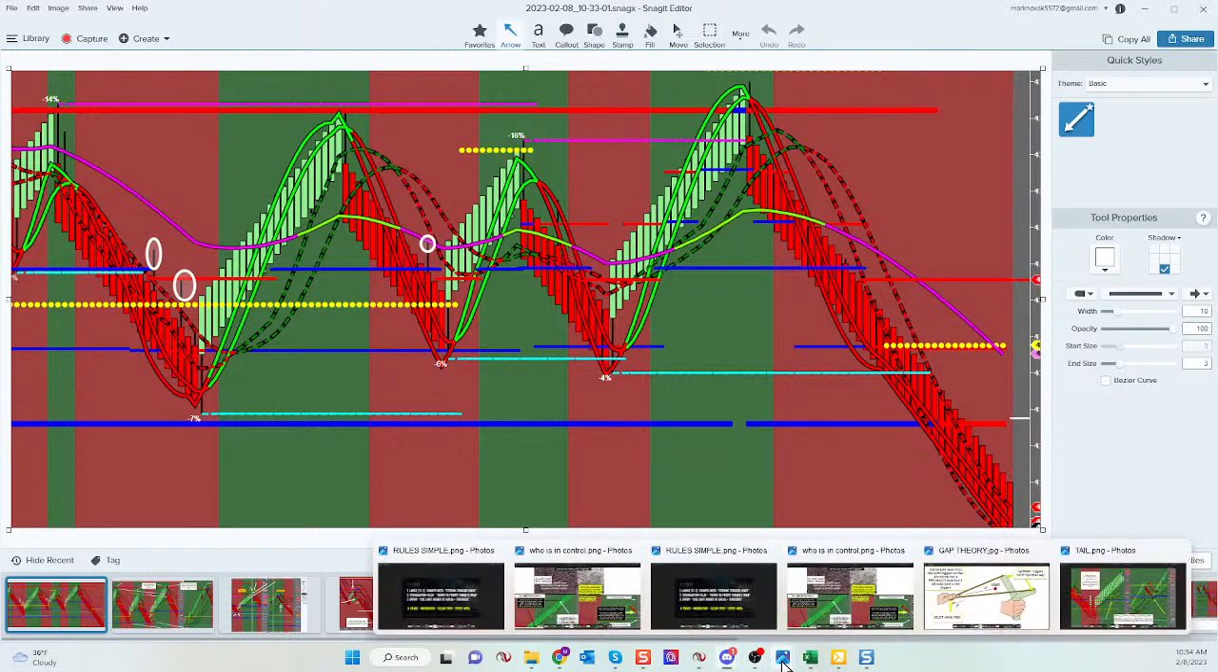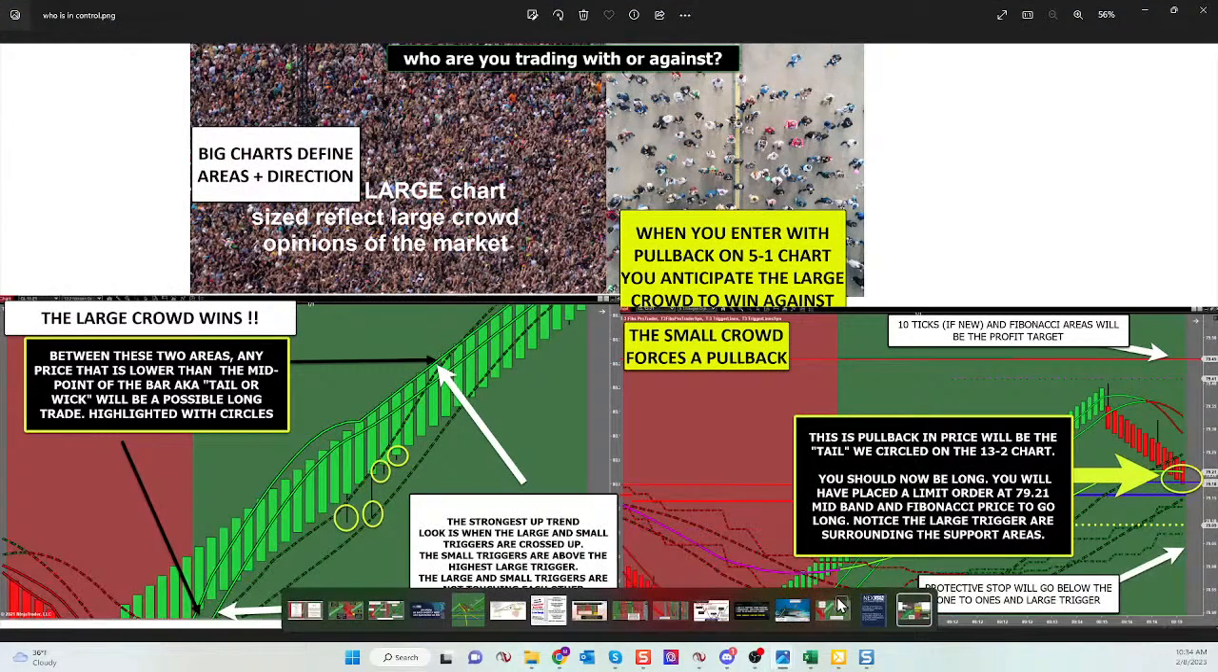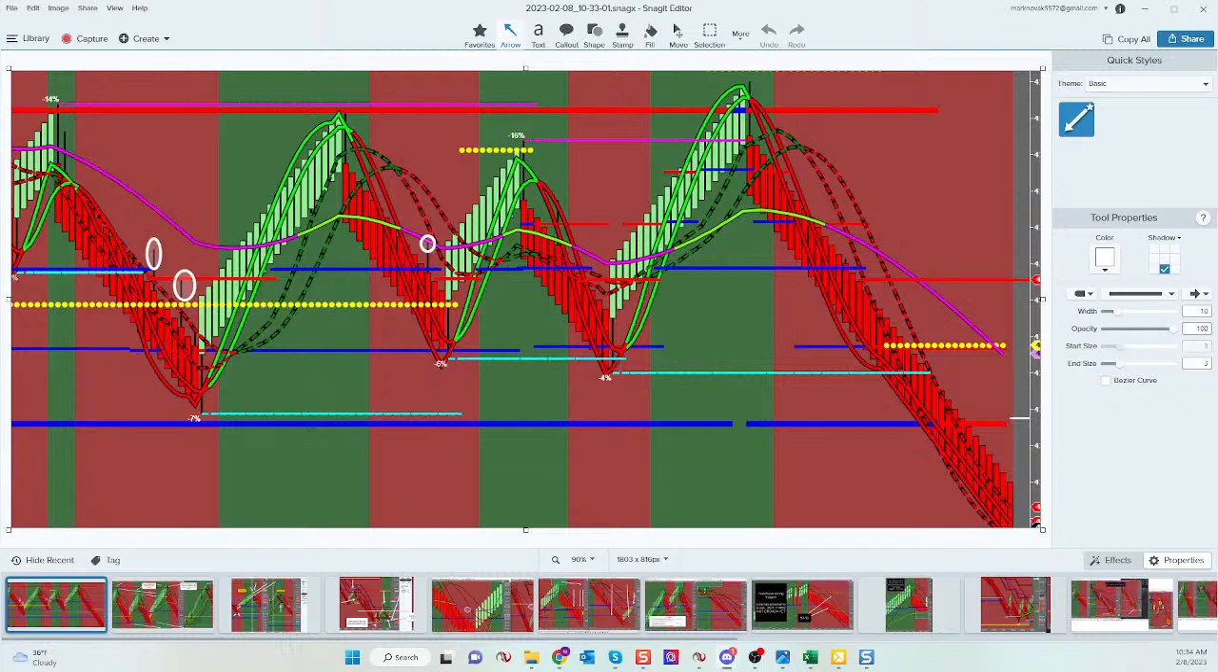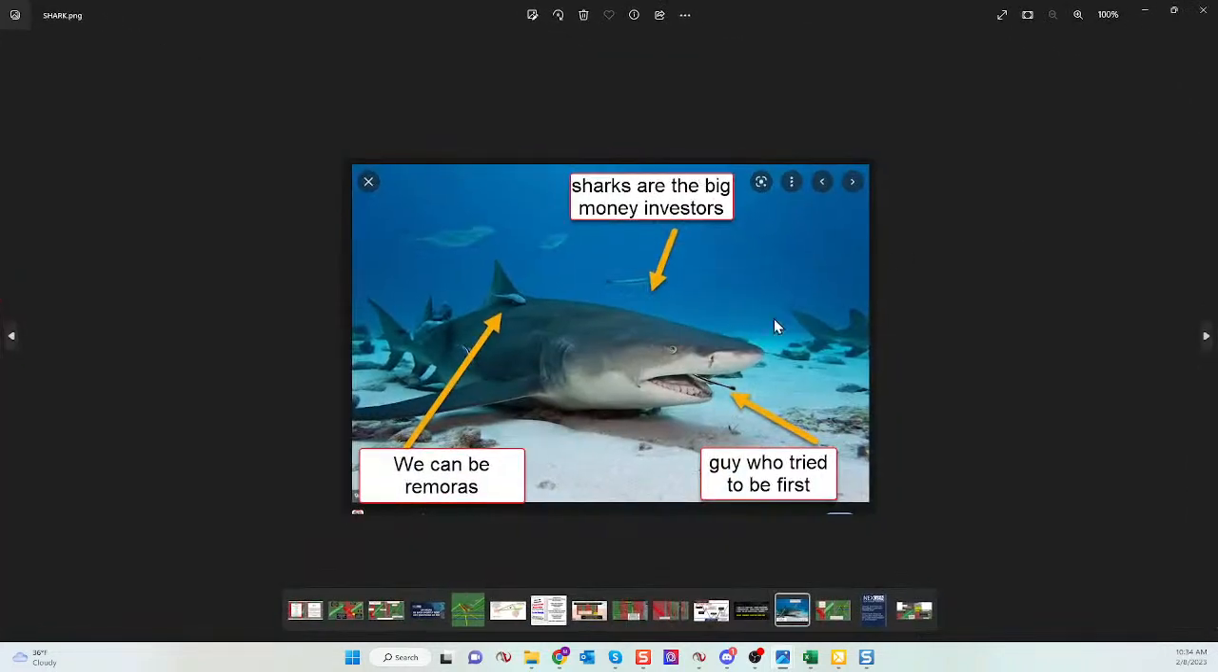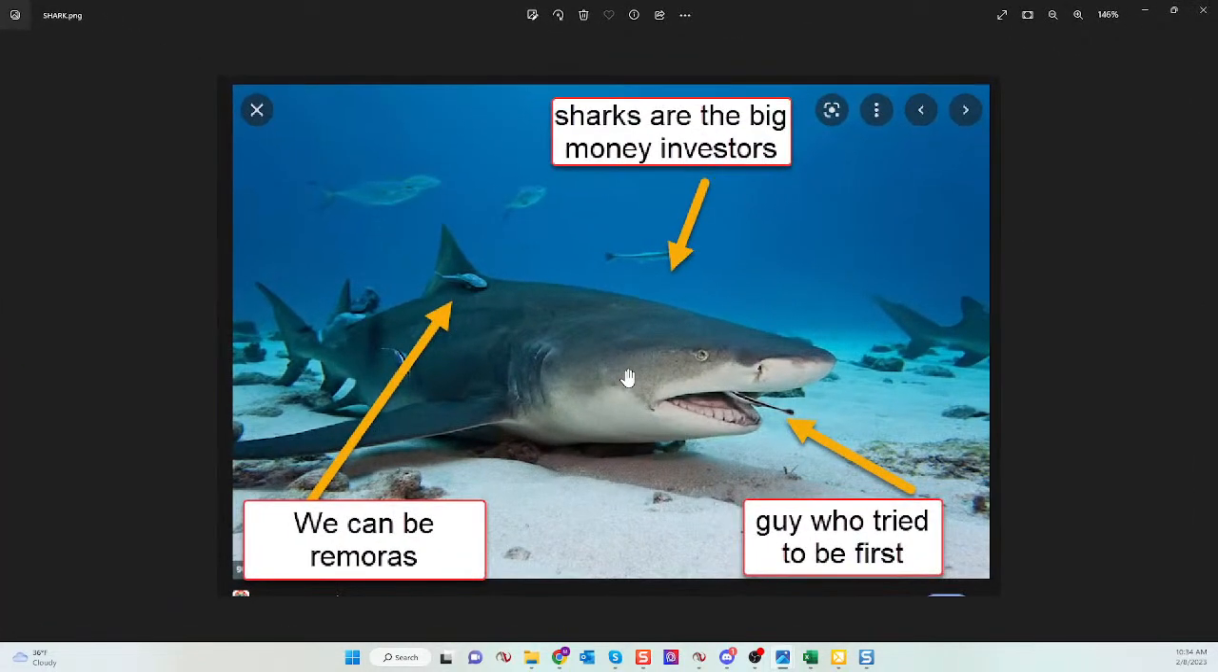All right, guys, we're going to look at 2 pictures here. First, let's look at the crowd, right? 13.2. Large chart size reflects large crowd opinions of the market, right? Small chart gives us the smaller. But I like an even better picture for this one. It's Mark and his infamous shark picture.